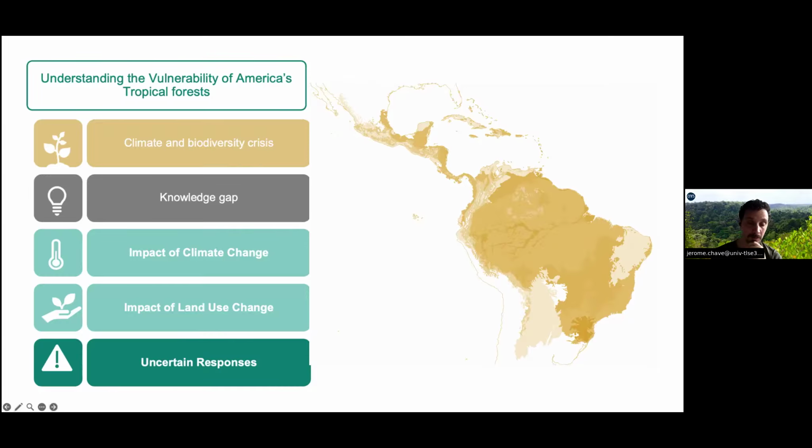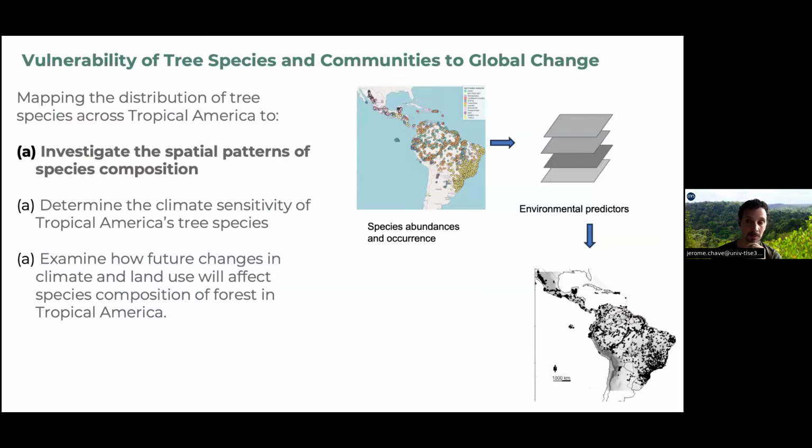Then this project is still ongoing because it's facing a very large challenge. But what we can say for the moment is that we aim to map the distribution of tree species across the entire range of tropical America by first investigating the spatial distribution of species composition using species distribution models. But also, we'd like to model the abundance of species using species abundance models, which is obviously much more complicated because presence absence data are the first layer of information that is pretty well known.